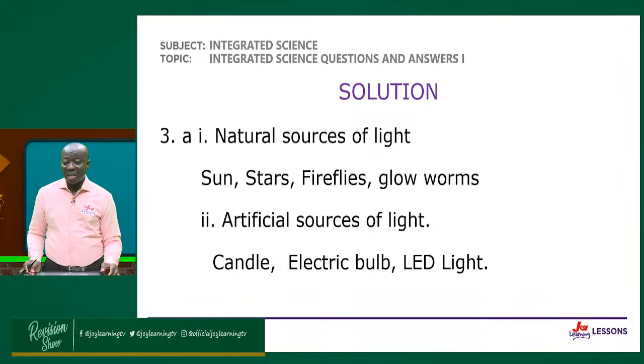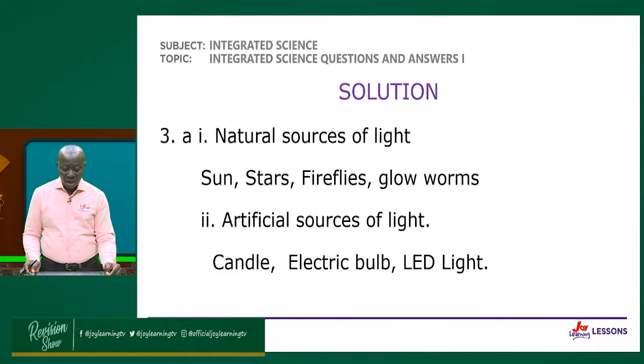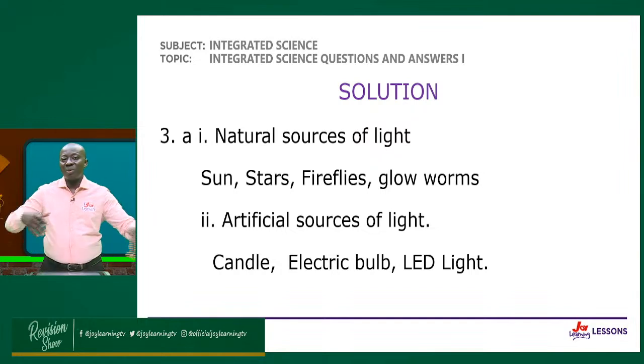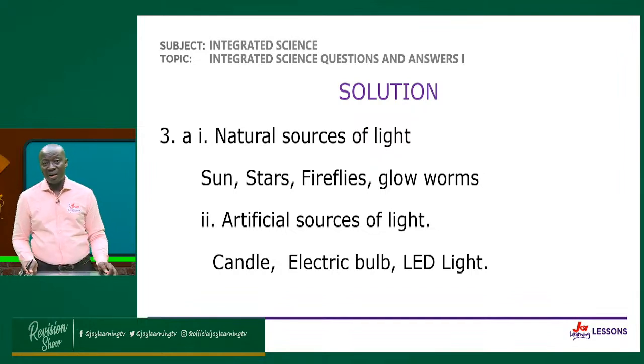And then the artificial sources of light, we can have the candle, the electric bulb, all right, and then the LED, the light emitting diodes, all right. They are artificial. They cannot generate light on their own. The things must be put together before the light comes out of them.